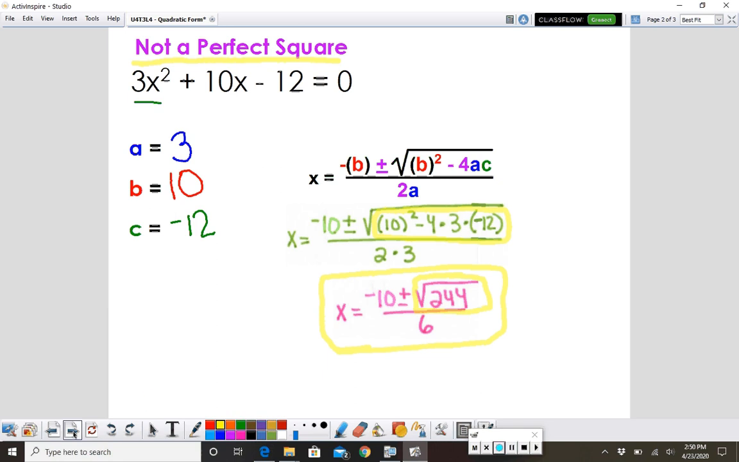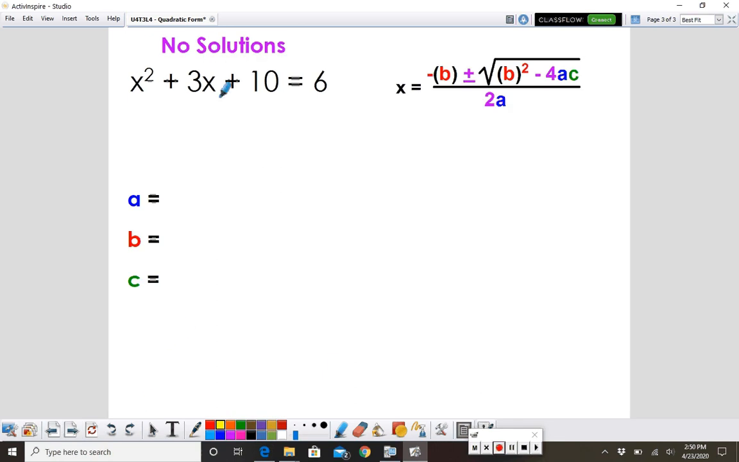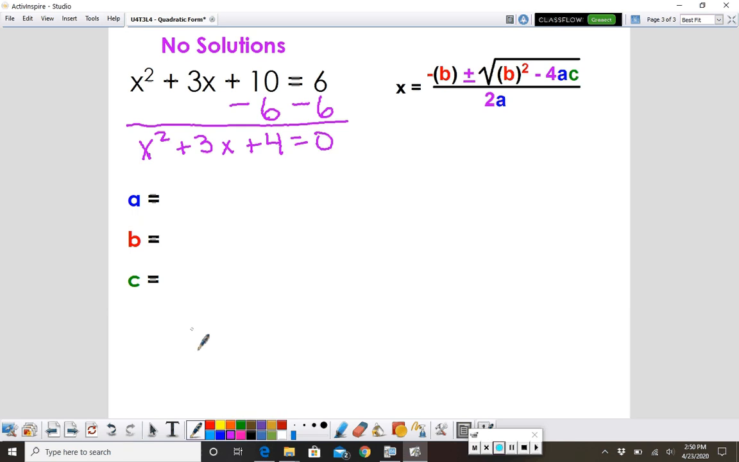So the third scenario is where we might have no solutions. Because remember, if you graph a quadratic equation and it never crosses your x-axis, then there are no solutions. So we have to be able to identify times when we have no solutions if we're using our quadratic formula. So again, we need an equation that's equal to 0. So we'll start by making the standard form equal to 0. I'm going to get x squared plus 3x plus 4 equals 0. And then my a value is 1, my b value is 3, and my c value is 4.